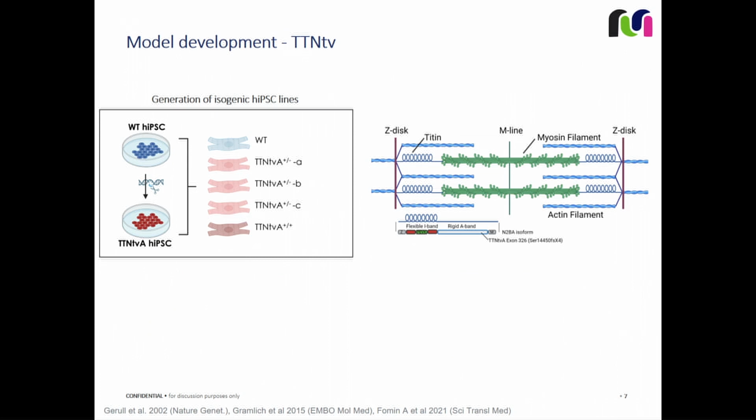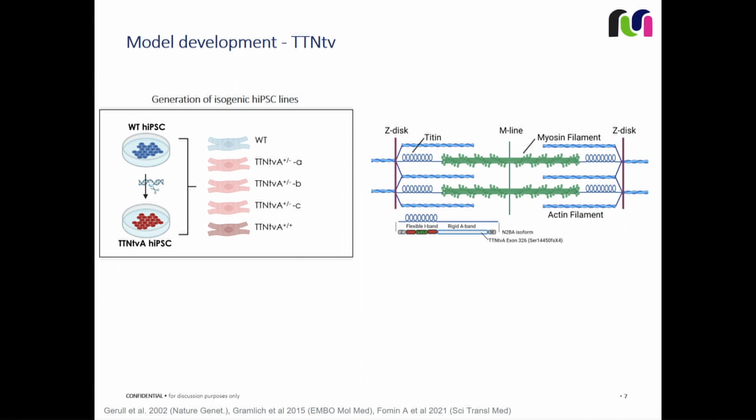Now, going to the first phase, the model development, the TTNTV. Here we're generating isogenic pairs. We're interested in a mutation where we introduce two base pairs in exon 326, which leads to a frame shift and a premature stop codon at the A band of titin. This mutation was already identified back in 2002.